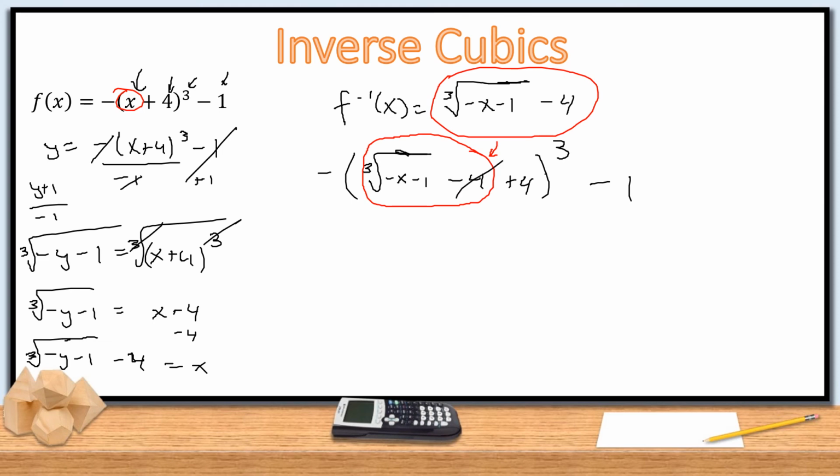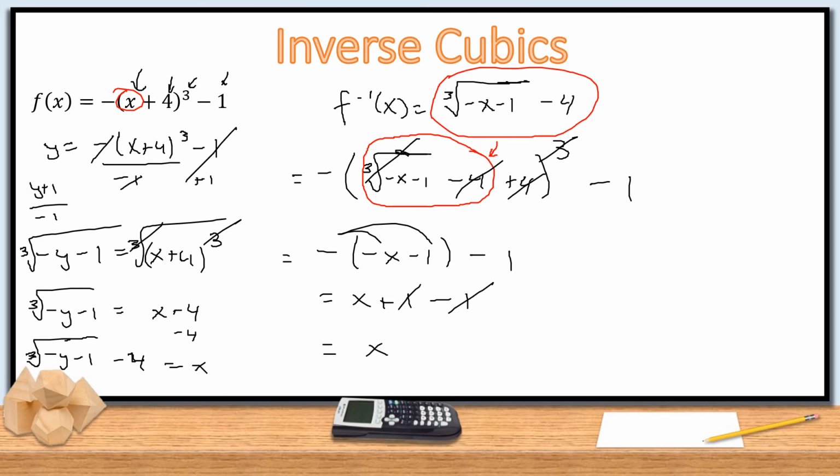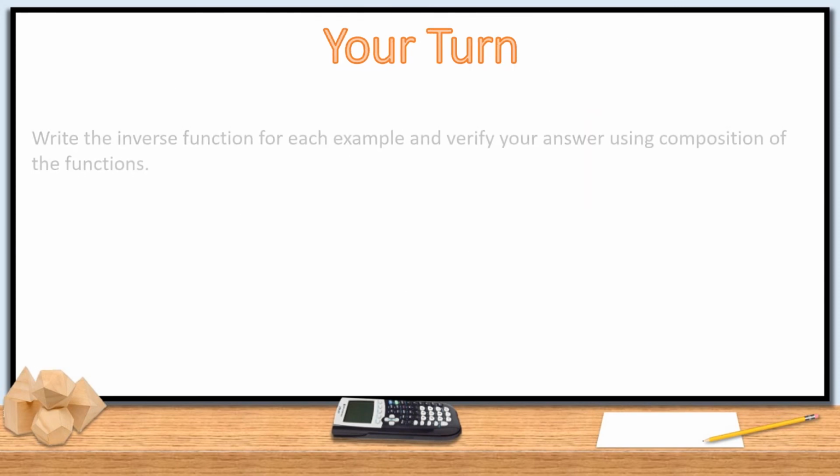All right, so the minus 4 and the plus 4 cancel. The cube and the cube root will cancel. So I get minus x minus 1 minus 1. Distribute the negative. So we get x plus 1 minus 1, which they cancel down, and you're left with just x. So verified.